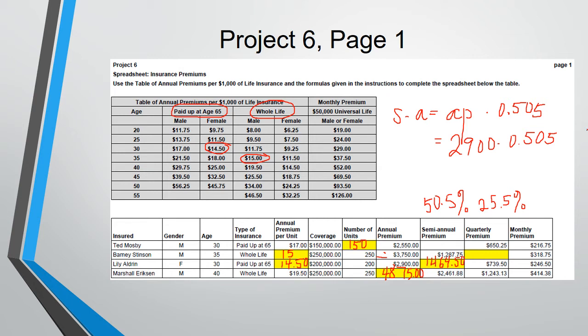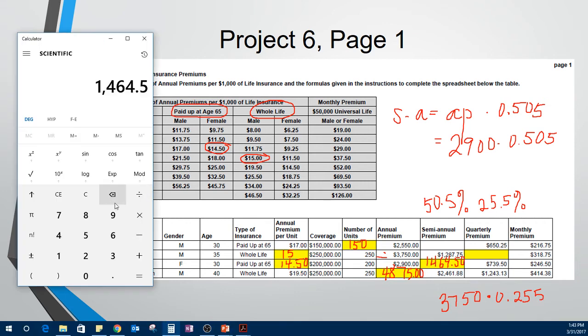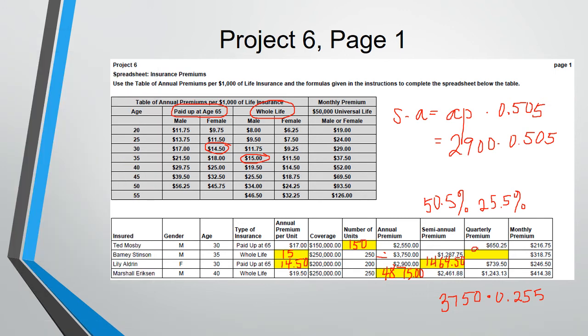Now we're going to do the same thing but for quarterly premium. And for quarterly premium, we're using 25.5%. So we're going to do $3,750 because that's the annual premium, times the rate of 0.255. Type that into your calculator. 3750 times 0.255, giving us $956.25. So we're going to write $956.25. All right, that is all for page 1.